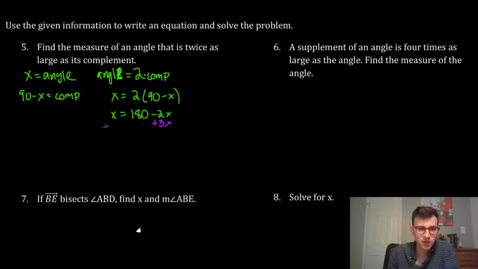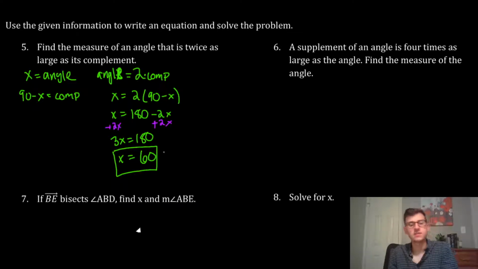Add 2x to both sides. I'm getting tired. And that gets you 3x equals 180, or x equals 60. And we're just looking for the angle. So boom, we already have it. x is 60 degrees.